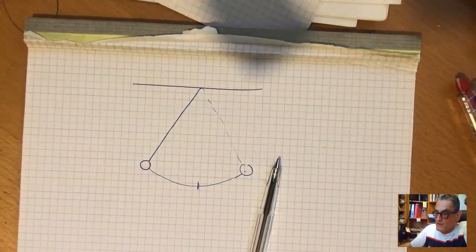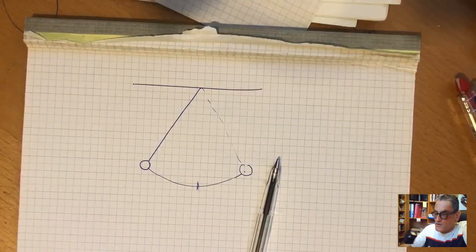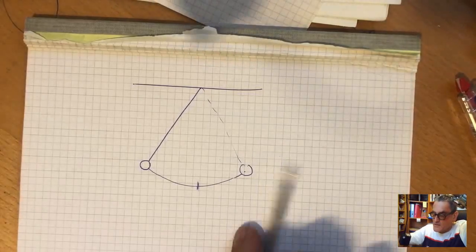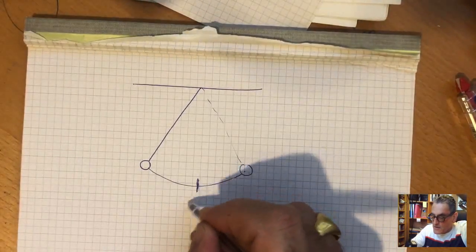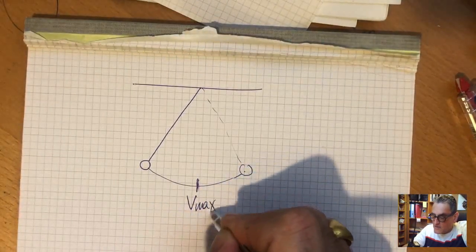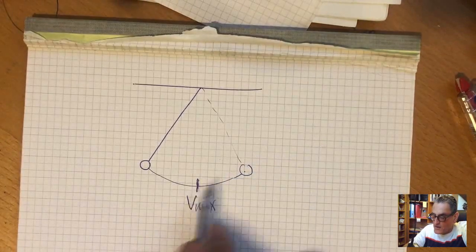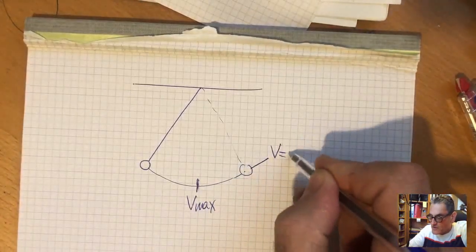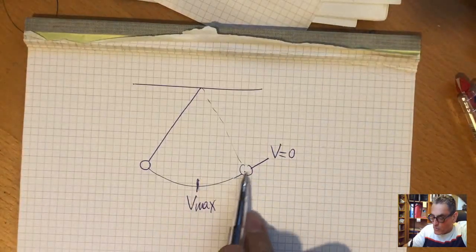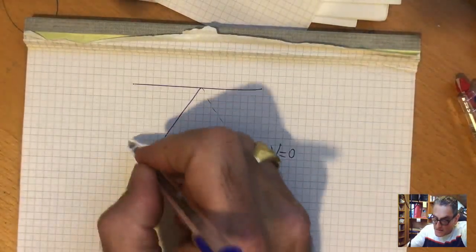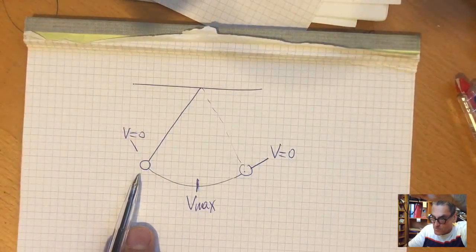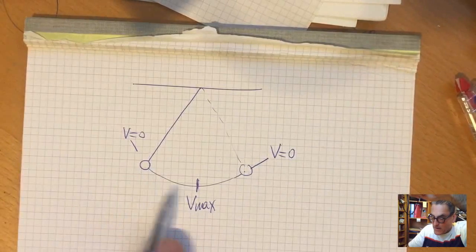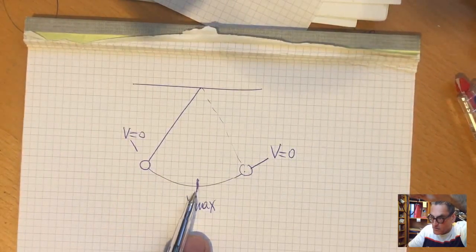If I do a pendulum, where does the pendulum stop? In the middle? No, it stops here and here. It has the maximal velocity here, and here the velocity is zero because it arrives, it stops, and then it comes back, and on the other side also the velocity stops. Okay, and the maximum velocity is down here.